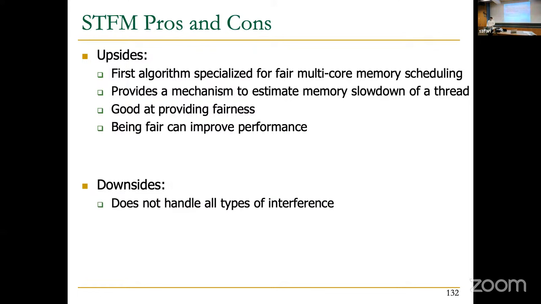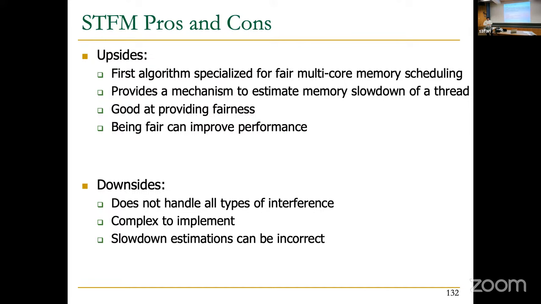Now, the downside is it does not handle all types of interference, and that will be more clear in the next paper. It's complex to implement in two ways. First, we have to measure a lot of statistics in the memory controller. And we have to do integer division, which is a kind of complex operation to implement. And slowdown estimations here can be incorrect.